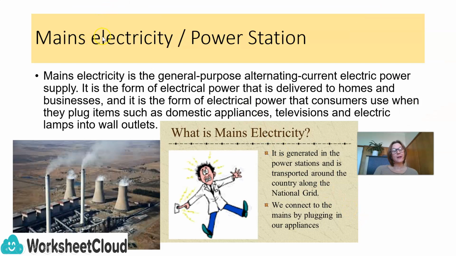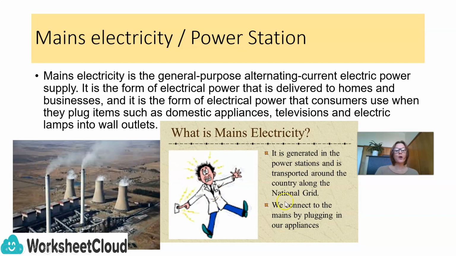So, that was talking about batteries. Let's have a quick look at mains electricity, which comes from the power station. So mains electricity is a general purpose, alternating current electric power supply. It is the form of electrical power that is delivered to our homes and businesses. And it is the form of electrical power that consumers use when they plug items, like I said earlier, all of our appliances, our televisions, and our electric lamps into the wall outlets.